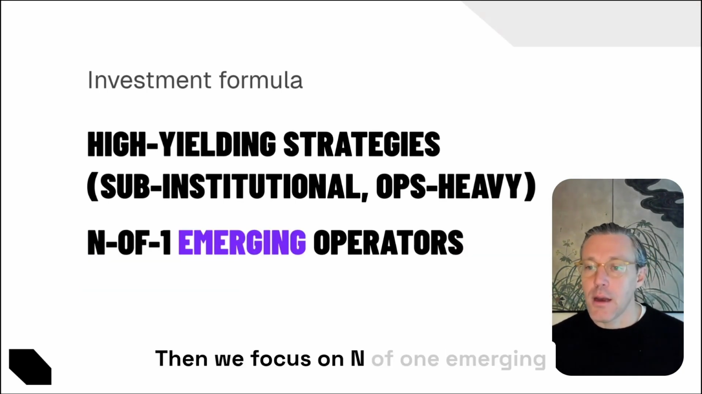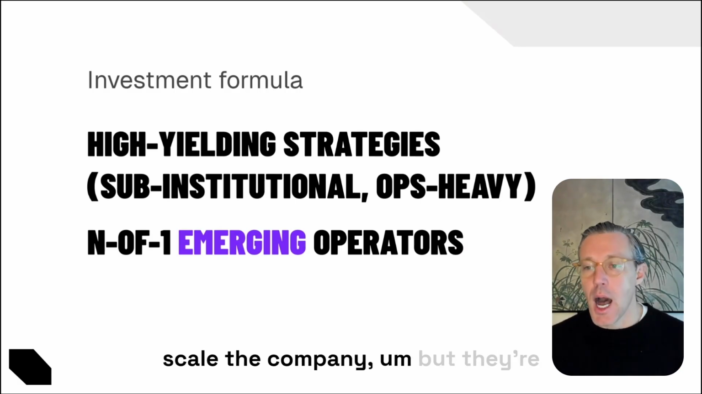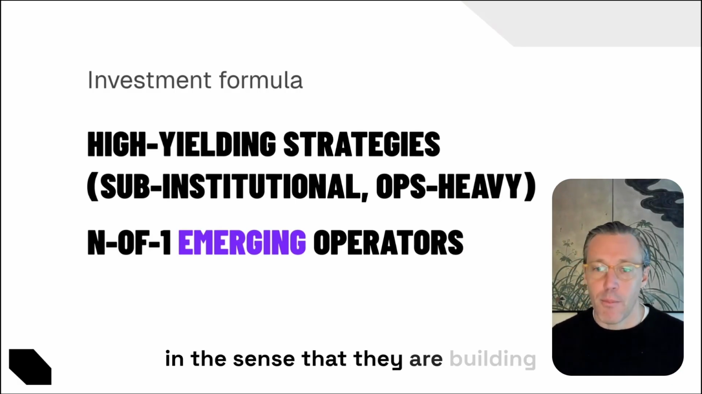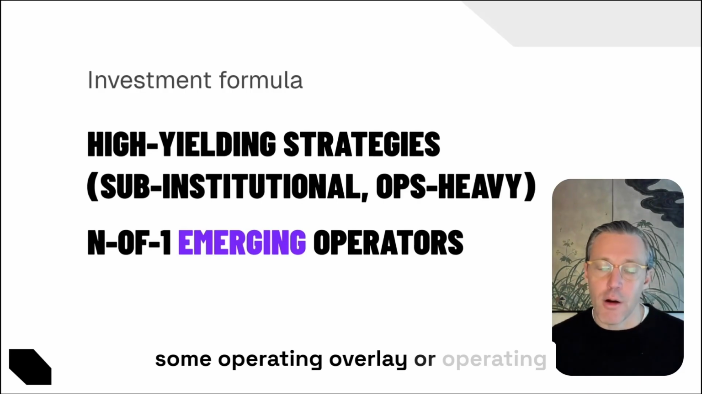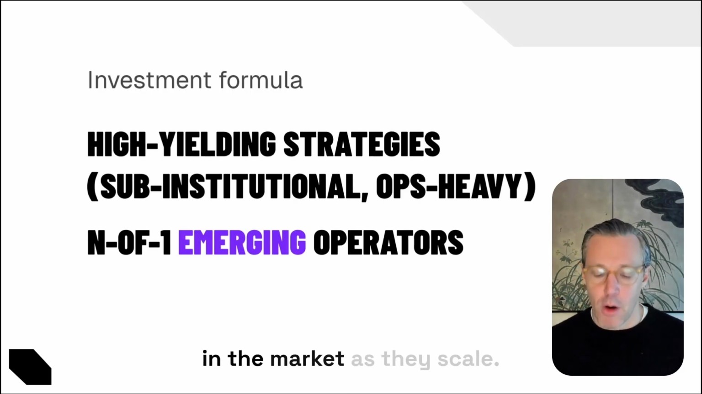Then we focus on N of one emerging operator. So it has to be a pedigreed operator that we know is going to be able to scale the company, but they're building something that is N of one in the sense that they are building some technology or some operating overlay or operating brand that is paired with the real estate that's going to allow them to outperform and build a moat for them in the market as they scale.